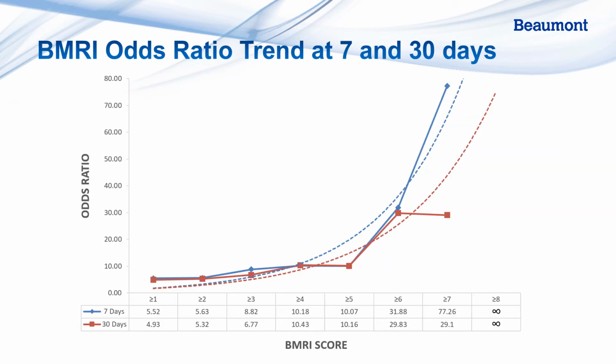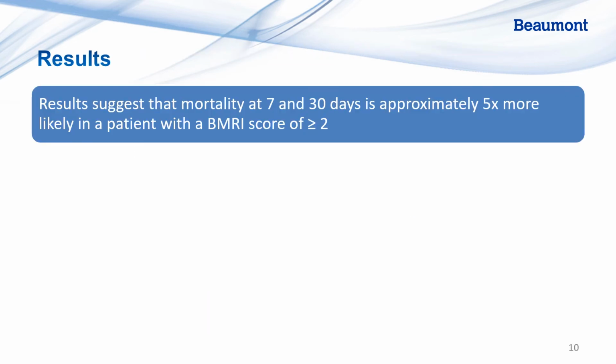To better visualize this correlation between the odds ratio and the calculated score, I plotted our numbers. The blue line is at 7 days and the red line is at 30 days, and as you can see, they are nearly identical. The results suggest that mortality at 7 and 30 days, meaning a person dying at 7 and 30 days, is approximately 5 times more likely in a patient with a score of greater than or equal to 2. One can argue that it is at least 30 times more likely in a patient whose score is greater than or equal to 8.